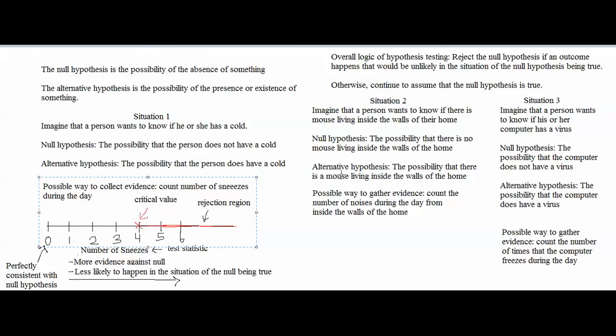So that would be one possible wrong conclusion. In that situation, I've rejected the null hypothesis, and I decided that there was a mouse living inside the walls of my home. But the null hypothesis is actually true, meaning there really is no mouse inside the walls. Now, I said it would be unlikely for me to hear 15 random noises during the day just by chance, but that still could happen. Even if it's unlikely, it's still possible for me to hear 15 random noises.